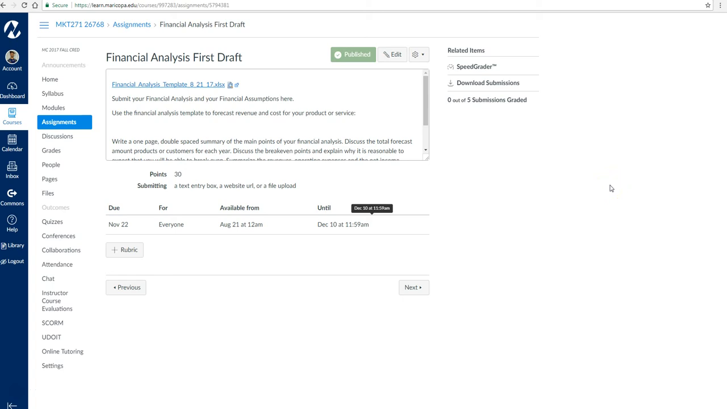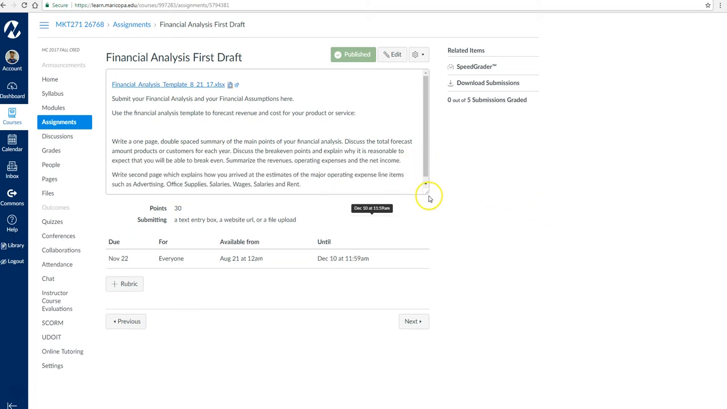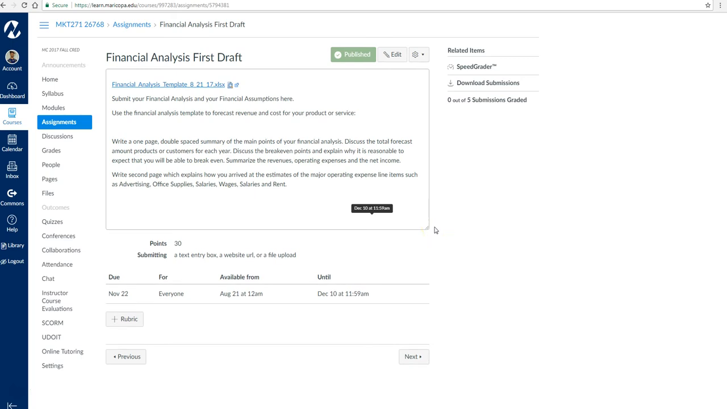Okay, I wanted to introduce the financial analysis template. This is an Excel tool that I've created to help people do their preliminary financial analysis for a marketing plan or business plan. So if you're at the financial analysis first draft assignment, click on the link to open the Excel spreadsheet.